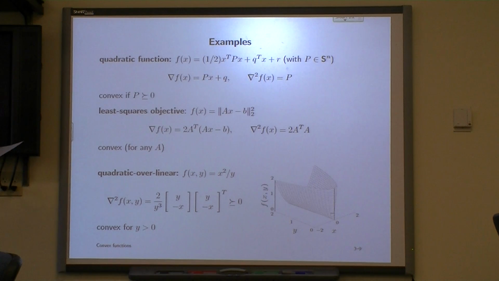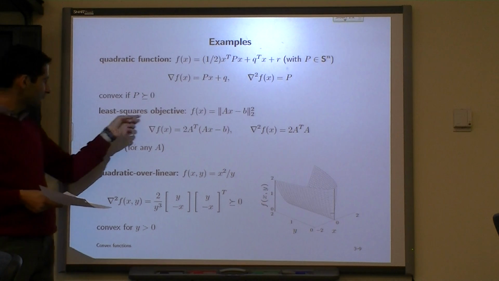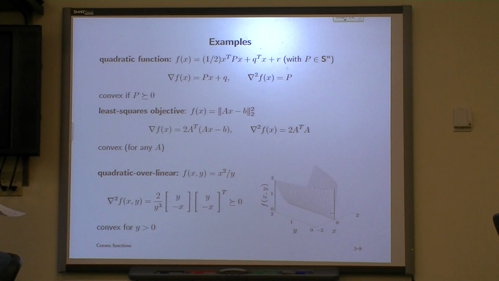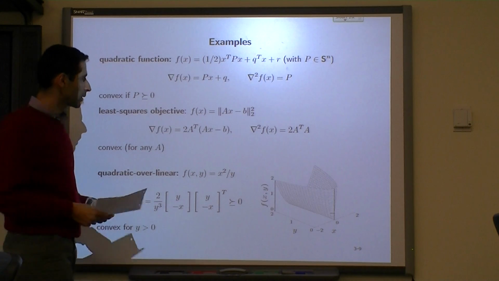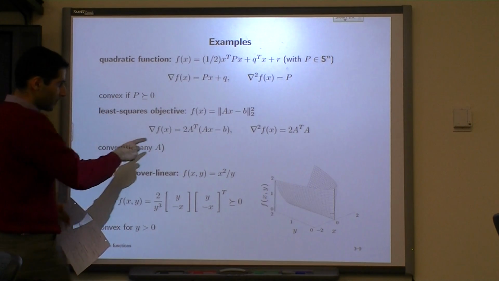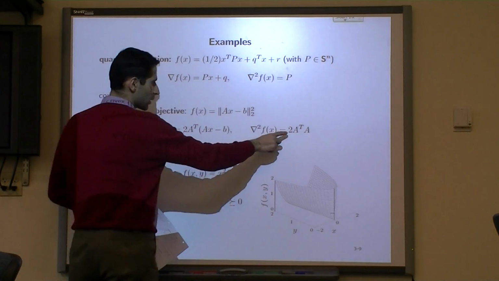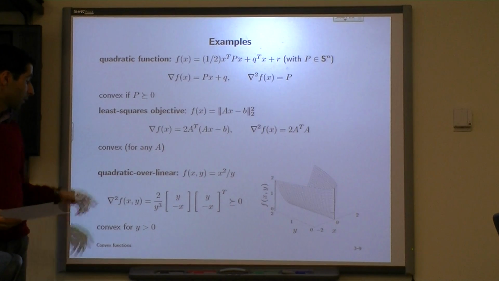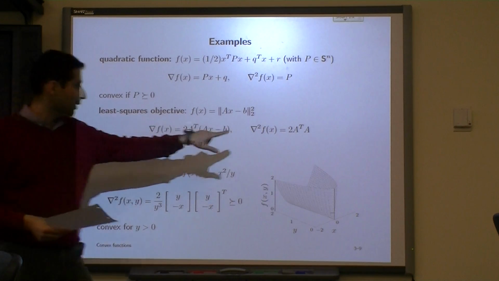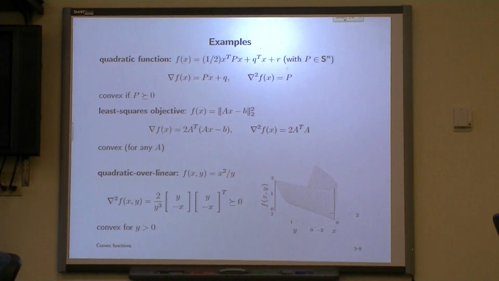The next example is the least squares objective. In the least squares objective, we have f(x) is the norm 2 squared of Ax minus b, and the first order derivative is 2A transpose multiplied by this function, and the second one is 2A transpose A, and here it's convex for any A, because it's a quadratic term and it's always positive semi-definite.